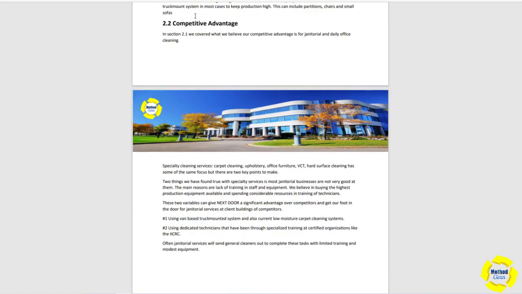This section is competitive advantage. What's going to be your competitive advantage? How are you going to beat everyone else? There's 8,000 cleaning companies in the world, or in your area, actually. There's probably 100,000 or 200,000 in the country. So how are you going to separate yourself? And this is something we want to ask ourselves.